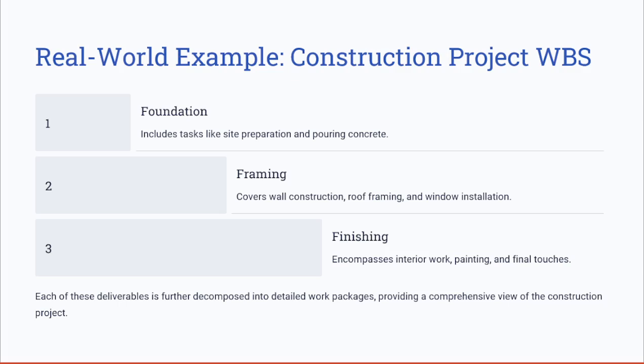Let's take this from a real world perspective with a construction example on how to create a WBS. Think of a residential construction project, where the WBS might include the top level deliverables such as the foundation, framing, and finishing. Each of these deliverables can further be decomposed into detailed work packages, such as pouring the foundation or installing the windows.